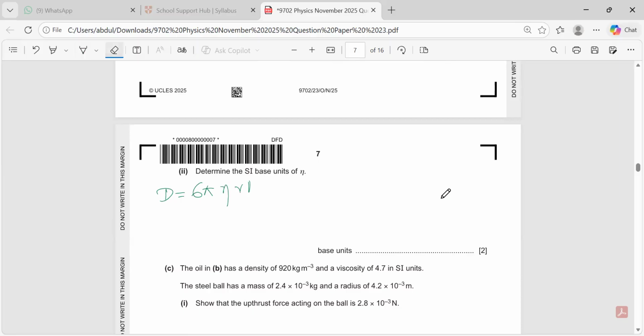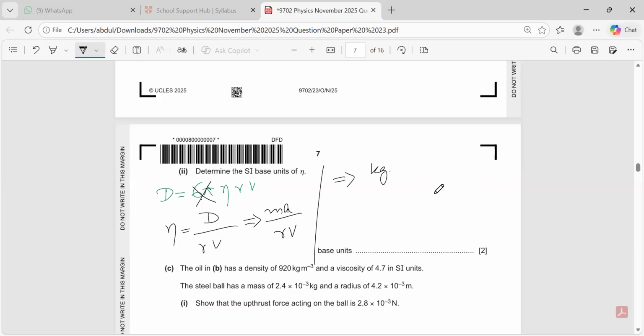Now, dear friends, as we know, 6 pi is a number, so no units with this. So making eta the subject of the equation, it will become drag force over RV. Drag force, this F is equal to MA, over RV. Now we can write all the units. Dear friends, it means kilogram, meters per second squared, over meter, and velocity again meters per second.